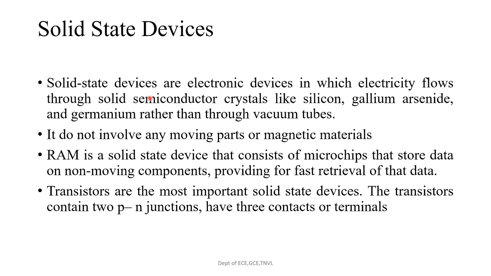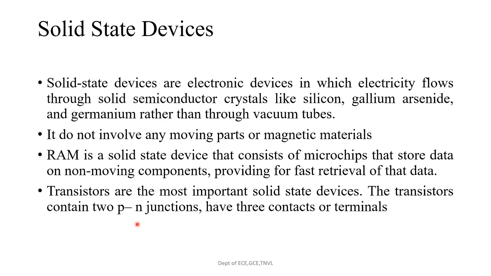So, solid state devices are electronic devices in which the electricity flows through solid semiconductor crystal like silicon, gallium arsenide, and germanium rather than through vacuum tubes. They do not involve any moving parts or magnetic materials. RAM is a solid state device that consists of microchips that store data on non-moving components, providing for fast retrieval of that data. Transistors are the most important solid state devices.